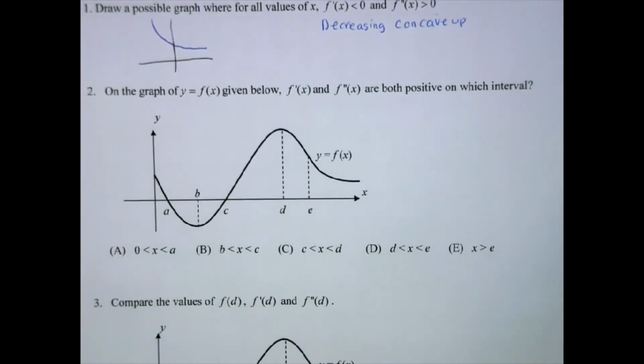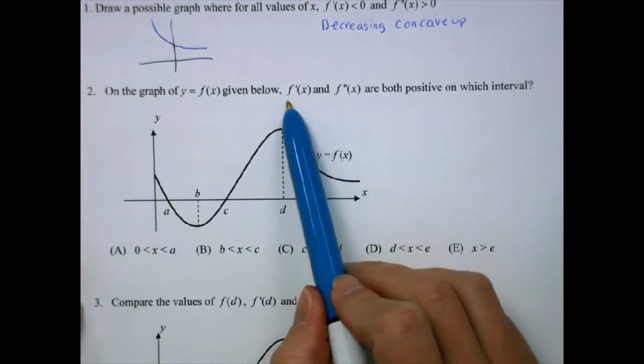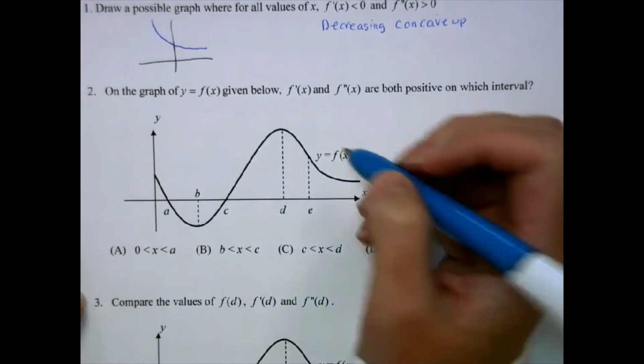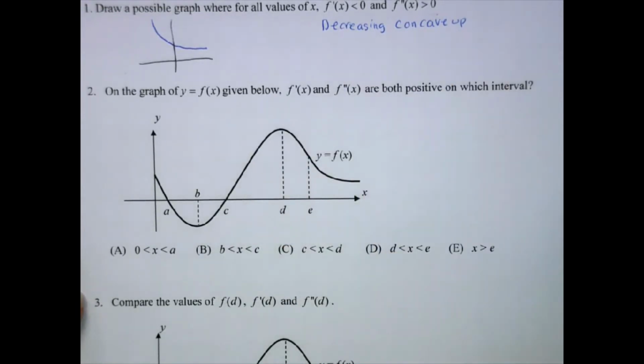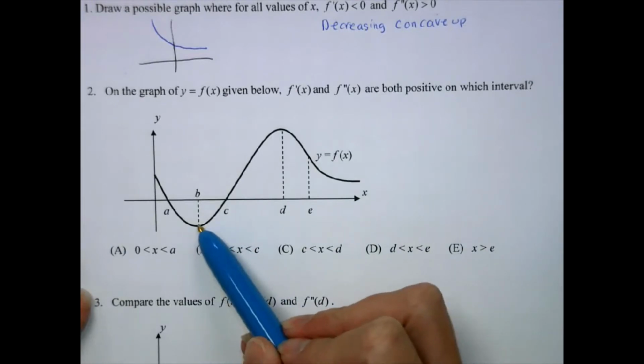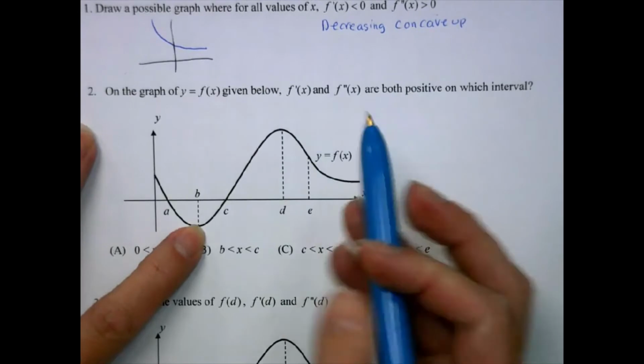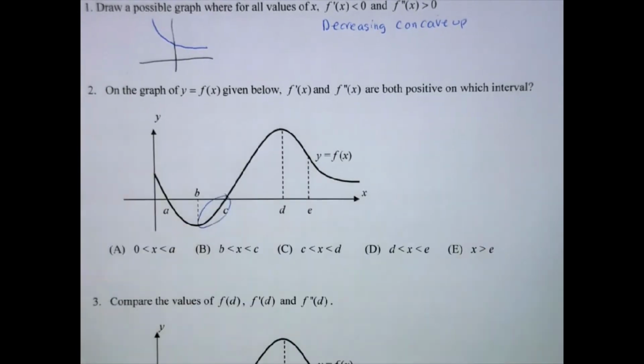The next one, on the graph of y equals f of x given below, f prime and f double prime are both positive on one interval. So we're looking for the interval where it's increasing, so that's going to be from B to D, and concave up, so that's going to be this portion of the graph right here.